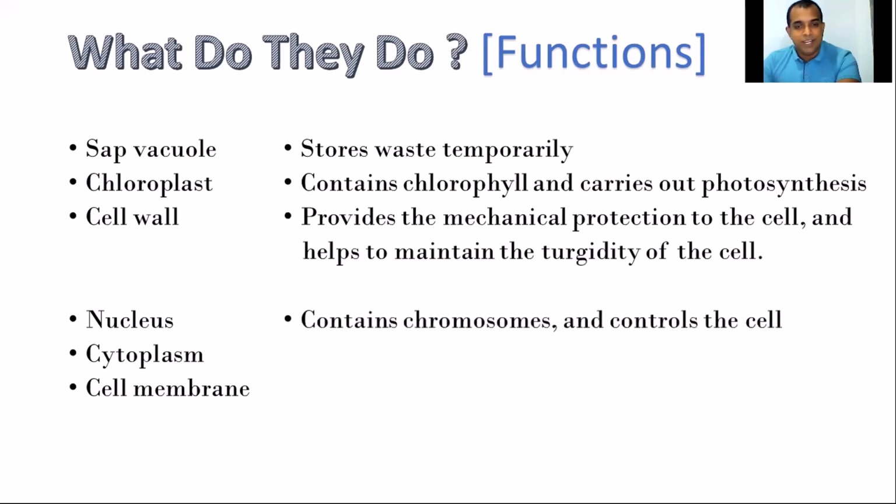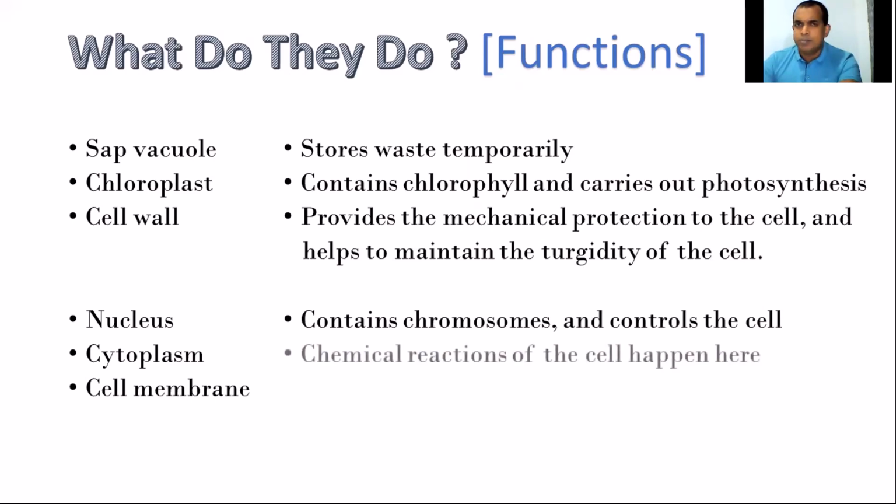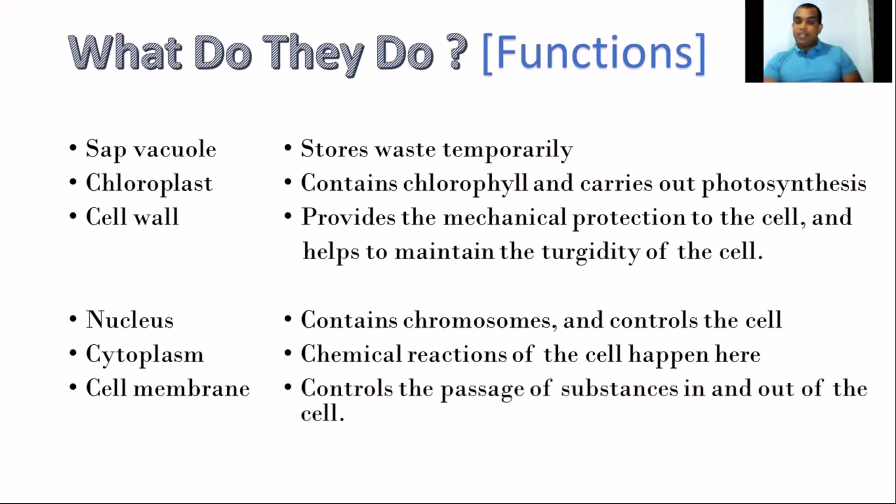Nucleus: it contains the chromosomes or genetic material and it controls the cell. Cytoplasm is the place where all the chemical reactions take place. And last one, the cell membrane. The cell membrane is the one that controls what goes in and out of the cell. So how do we write that? Controls the passage of substances in and out of the cell.